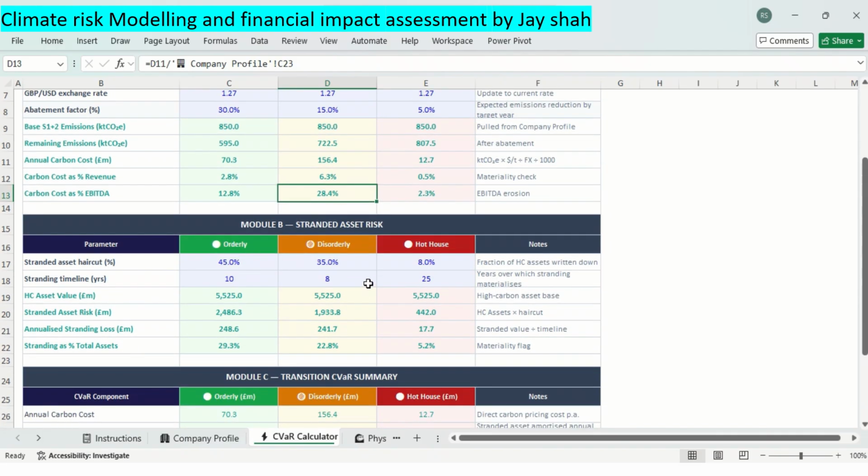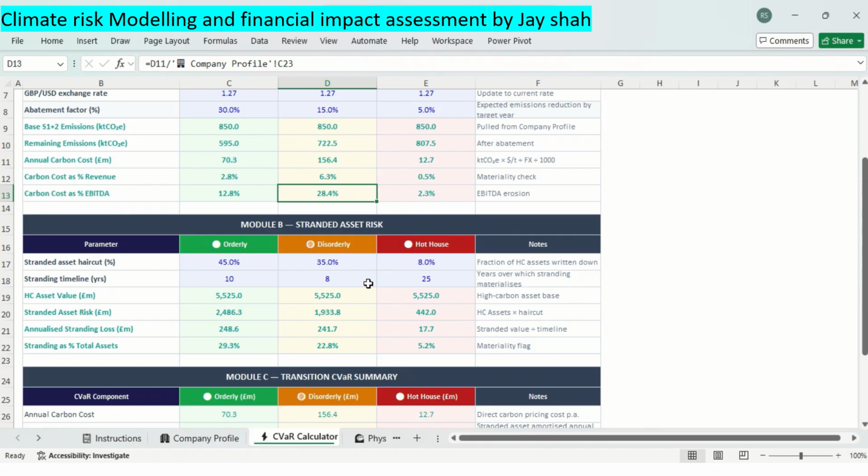So module B, let's move into the stranded asset risk calculation. So stranded asset risk quantifies the write-down of high carbon balance sheet assets as transition policy makes them economically unviable, and it answers how much of our asset base would become worthless. So from rows 17 and 18, these are included: stranded asset haircut percentage 45, 35, 8 percent for orderly, disorderly, hothouse. Row 18, which is the stranding timeline in years, 10, 8, 25. How many years over which the write-down materializes, which are input cells in all the blue columns.